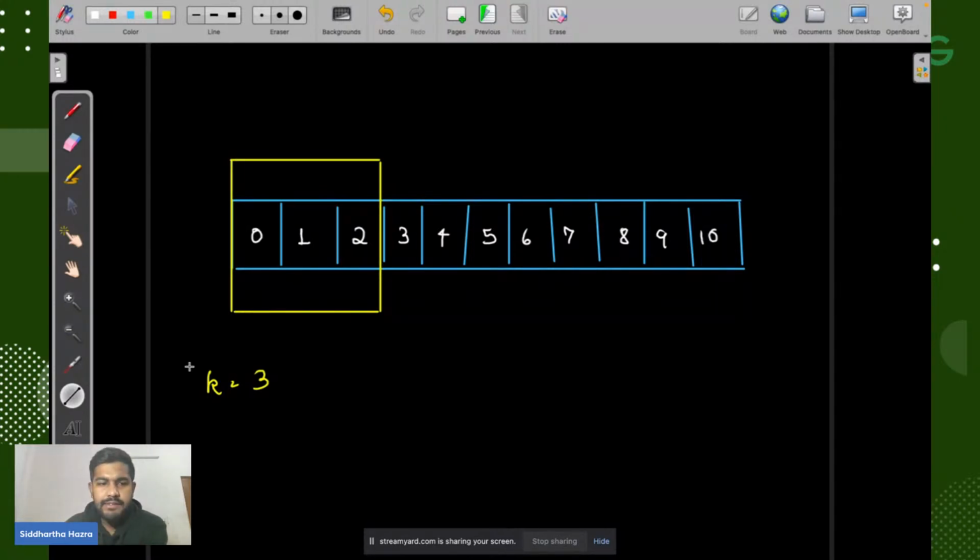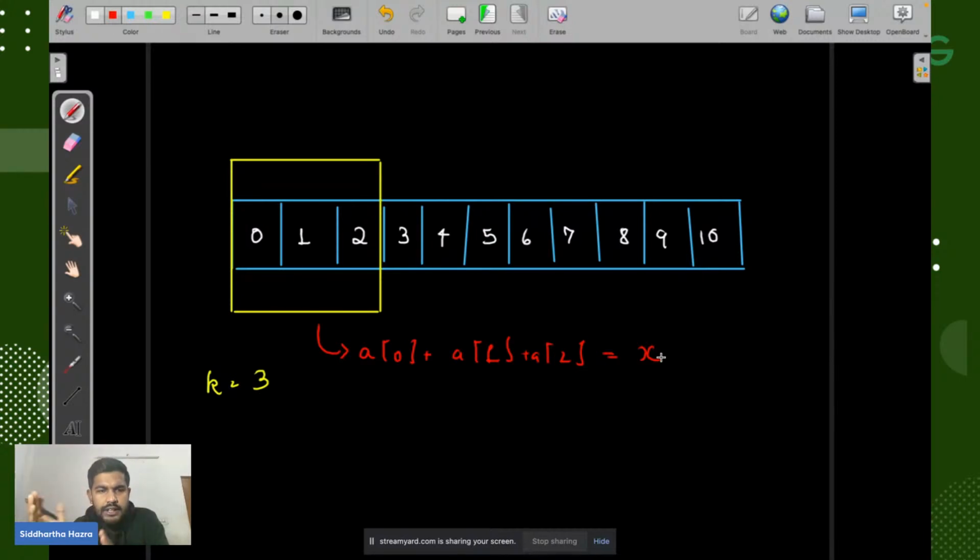So suppose we have the sum of these three boxes as the value. We have the sum of these three, a of 0, a of 1, and a of 2, as the value x. Can you tell me what would be the next value? If we just observe from here only, you don't need to calculate the value for this again. I would show you the difference between it, so just see it.